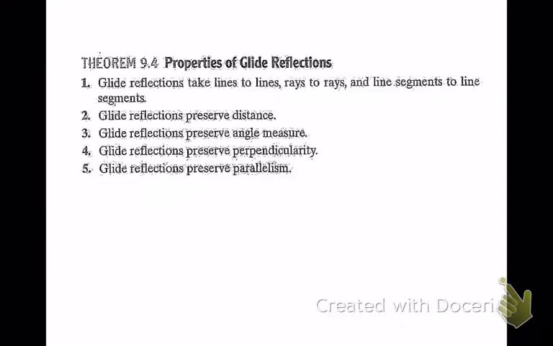Properties of glide reflections. Glide reflections take lines to lines, rays to rays, line segments to line segments. They preserve distance, angle measure, perpendicularity, and parallelism. Okay? The same five for all four types. The only thing that is not preserved is orientation.